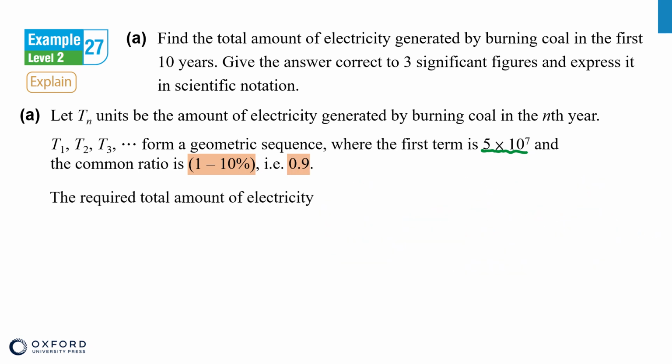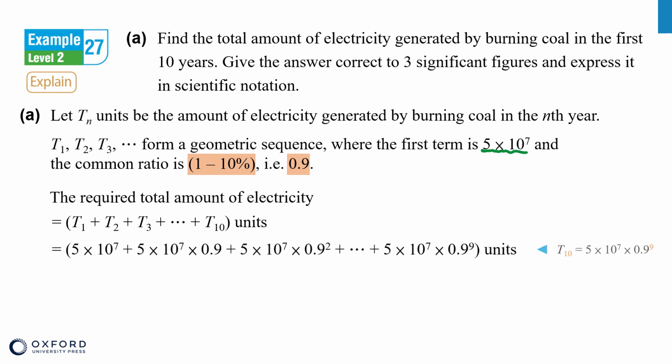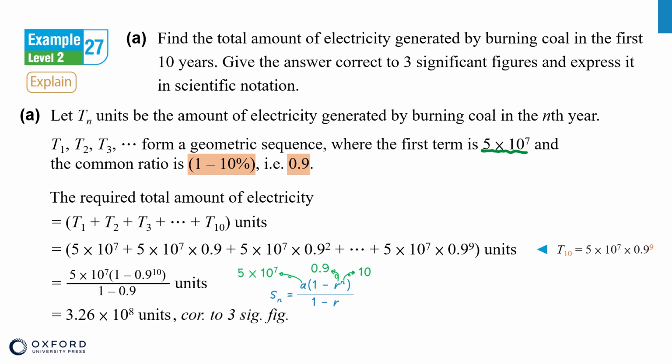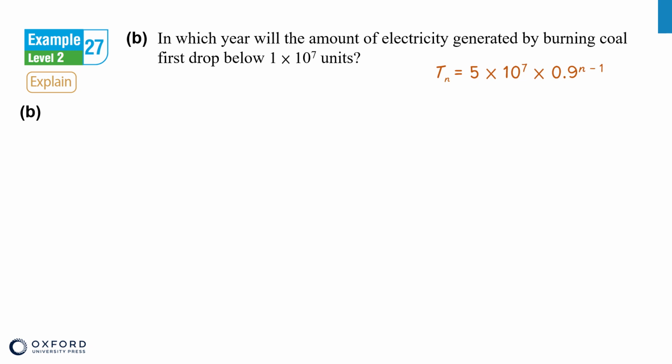So the required total amount of electricity is the sum of T1, T2, T3 till T10. With the first term and common ratio known, we can apply the summation formula. The result is 3.26 times 10 to the power of 8. Part B, we need to find in which year the amount of electricity generated by burning coal will first drop below 1 times 10 to the power of 7 units.